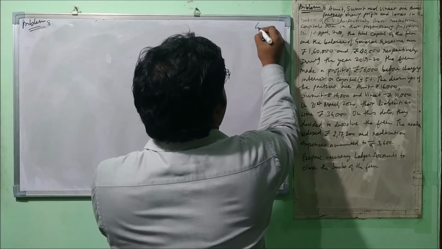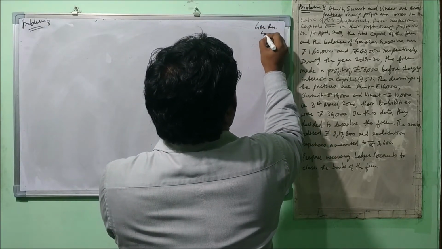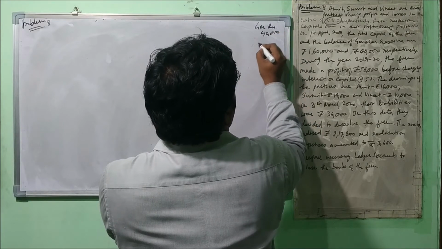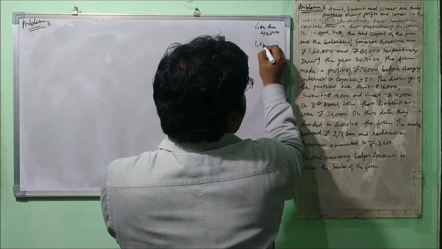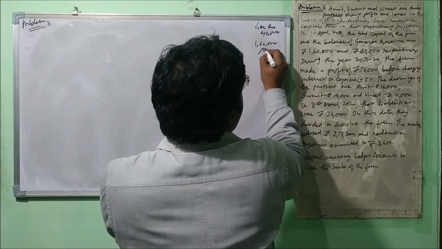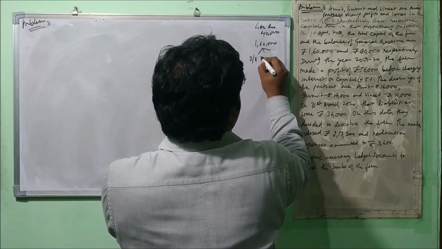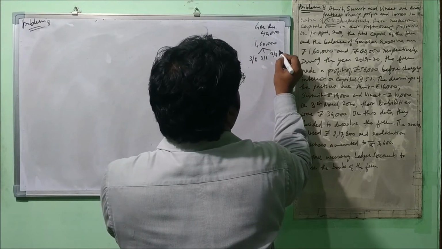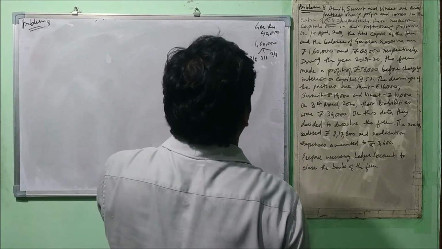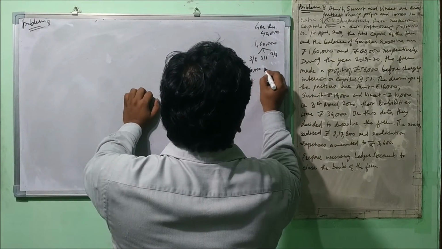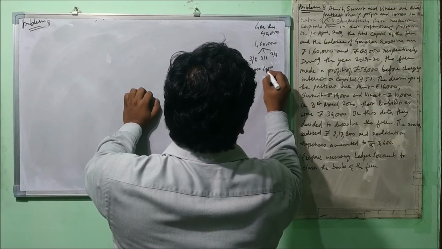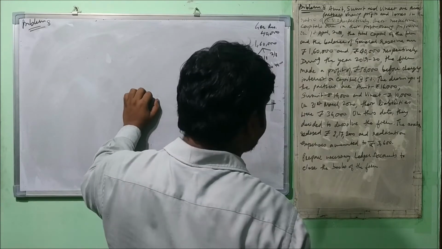Means general reserve is 40,000 and total capital is 1,60,000. This will be divided 3 by 8, 3 by 8 and 2 by 8. Okay, so how much does it come out? 60,000, 60,000 and 40,000. Right.